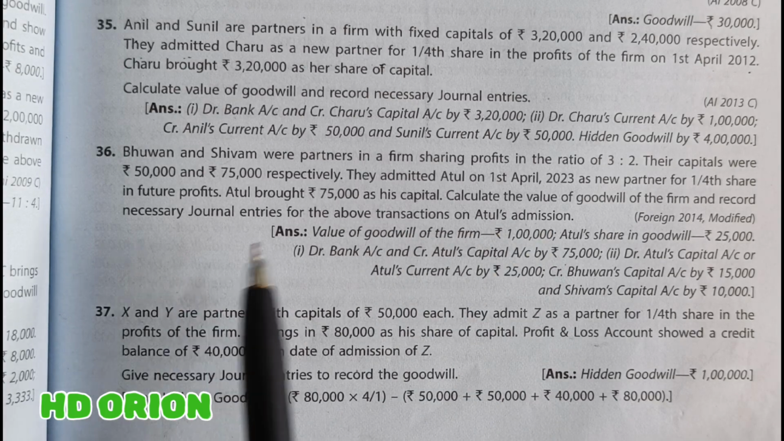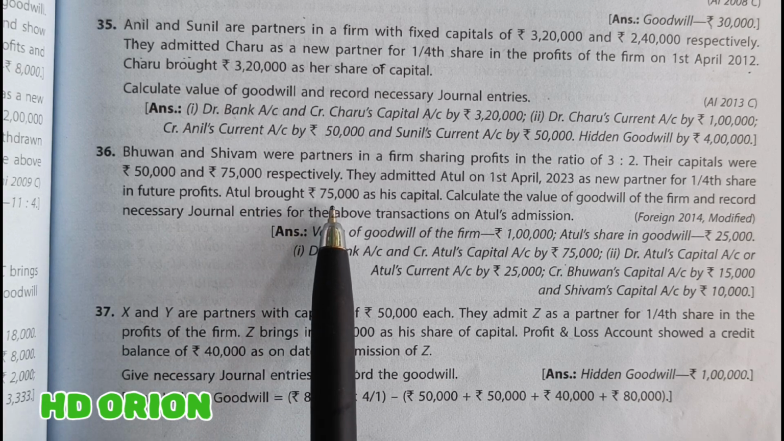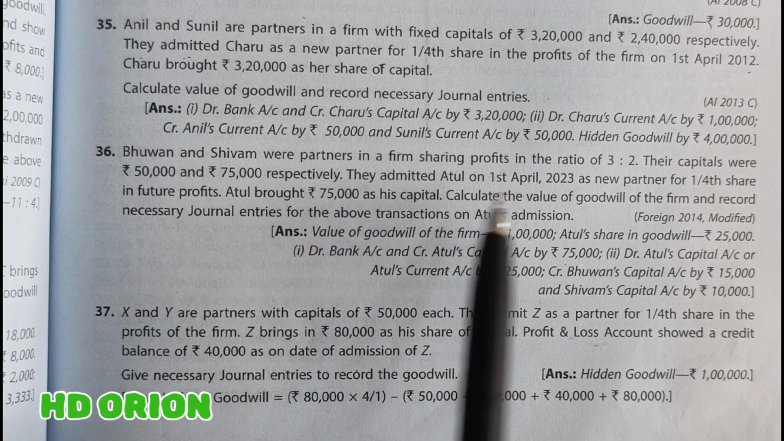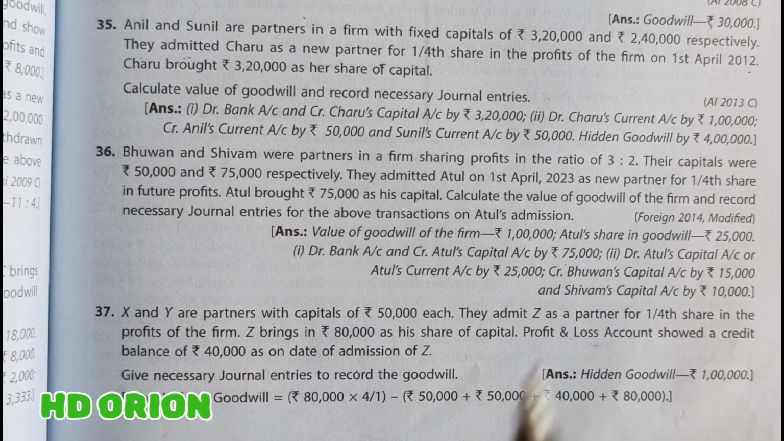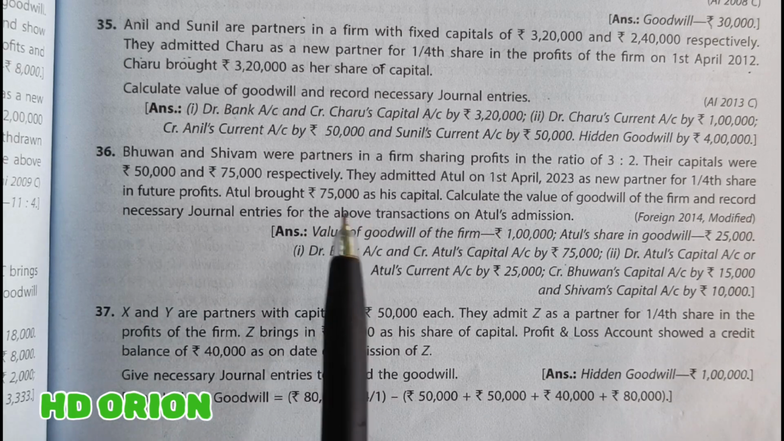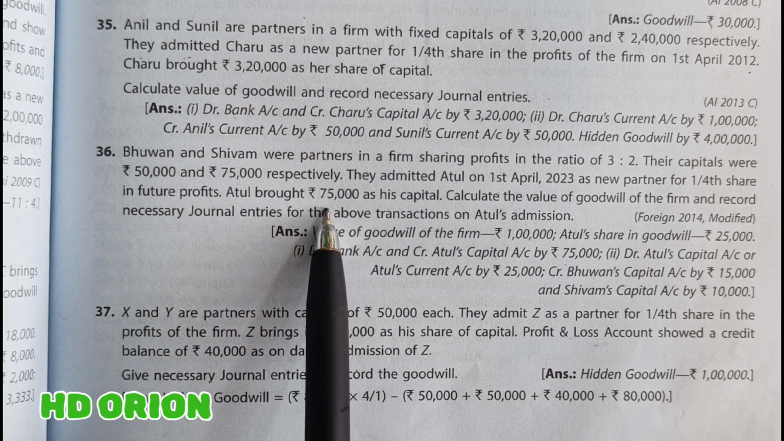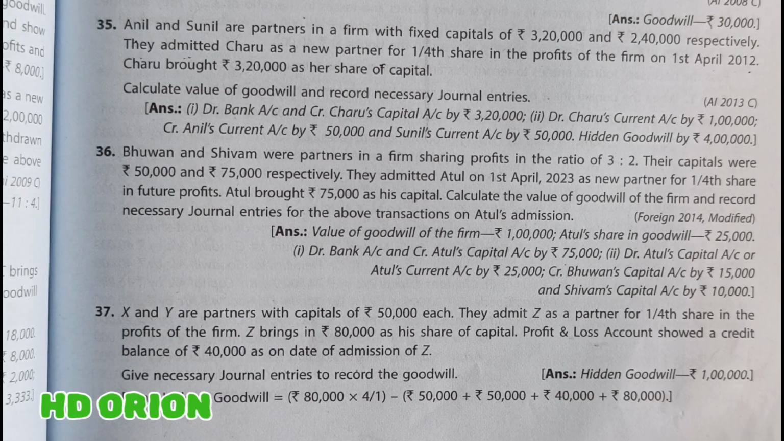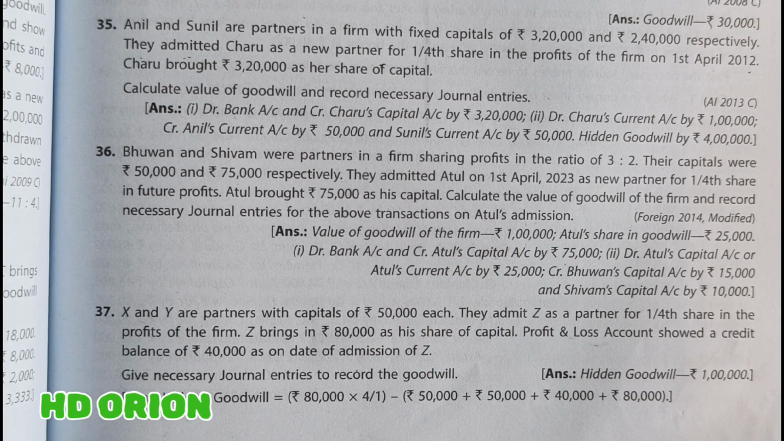Now here you see, orally also you can solve this in your mind. Atul, the new partner, is bringing 75,000 as his capital and his portion is 1/4. So net worth including goodwill is how much? 75,000 into 4, which is 3 lakh rupees. And net worth without goodwill is how much? 50,000 plus 75,000 plus 75,000. It is 2 lakh. Now 3 lakh minus 2 lakh, it is 1 lakh. So hidden goodwill is how much? Rupees 1 lakh. And now make the journal entry for treatment of goodwill. It's very simple.